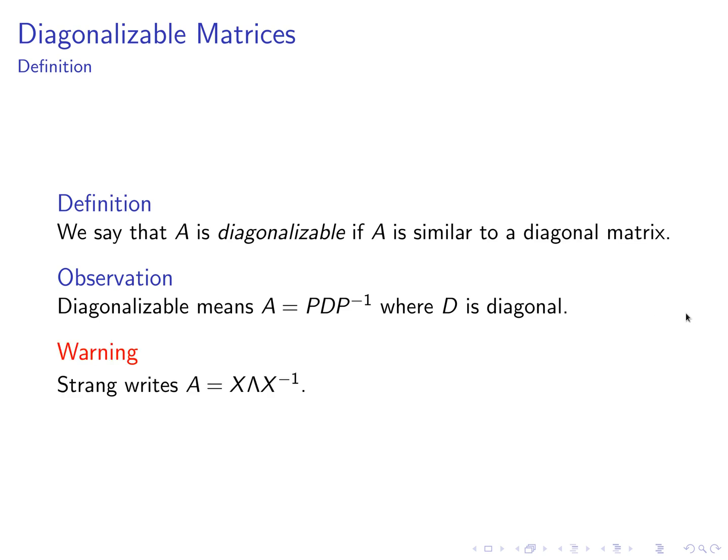And here, the stipulation is that D must be a diagonal matrix. Now, I want to issue a word of warning. The author of our book, Strang, writes X times capital lambda times X inverse when he's referring to the diagonalization process. There's no content difference here. This is strictly just a difference in notation. The modern notation P times D times P inverse is more in vogue these days.